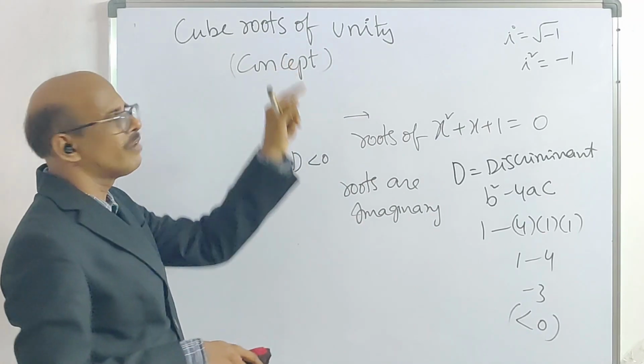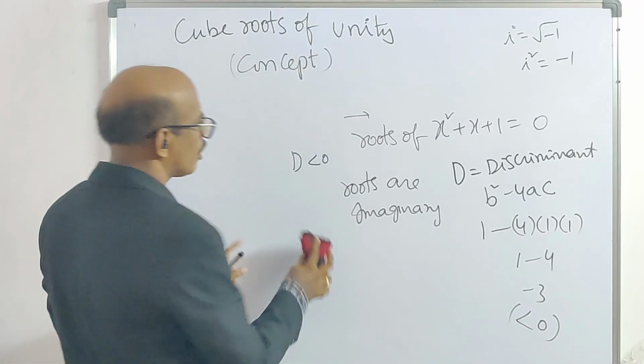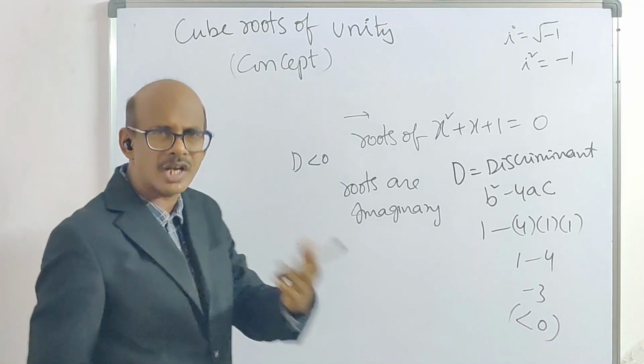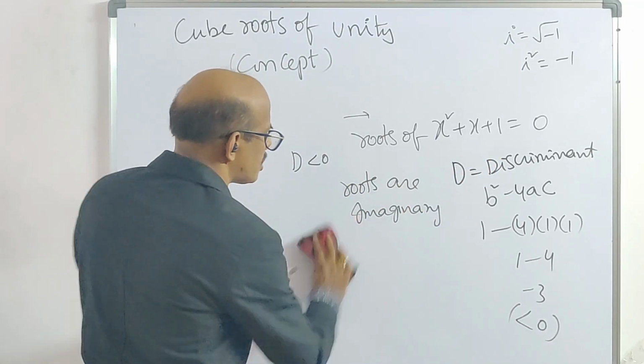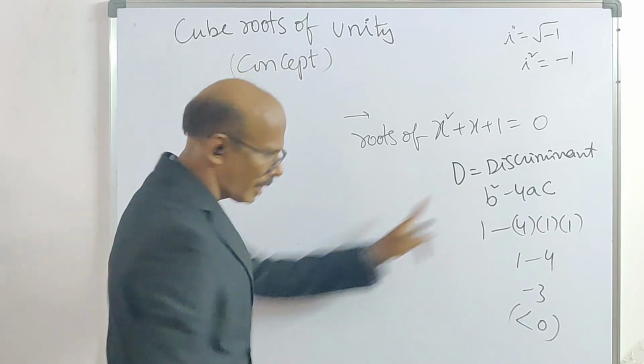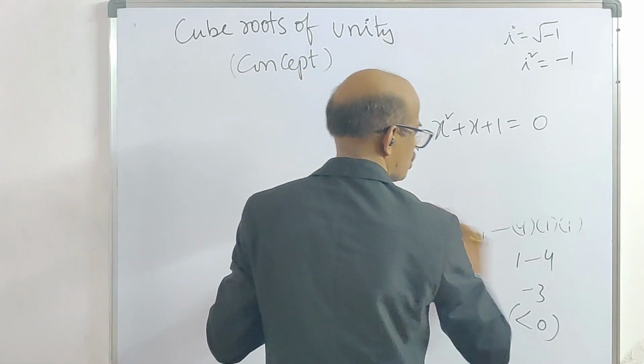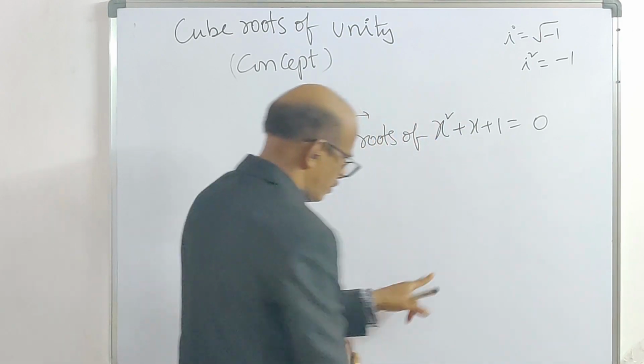Today I am going to cover a few examples based on cube roots of unity. Now I am going to introduce what is omega, what is cube root. Please wait. Here the roots are imaginary because the discriminant is less than 0. Now you understood? Okay. It is clear.